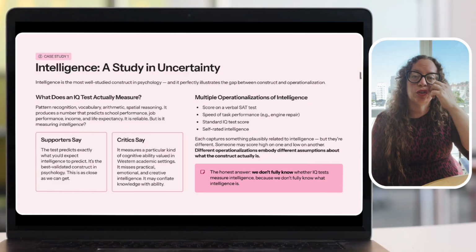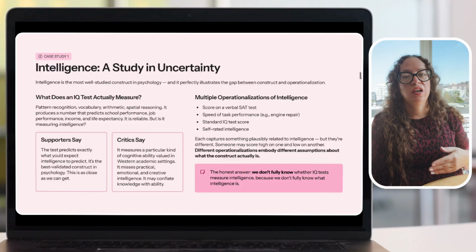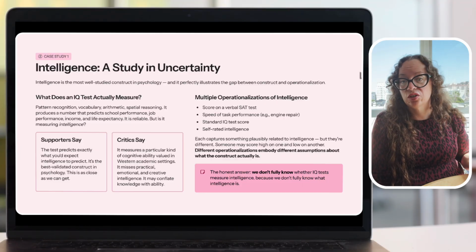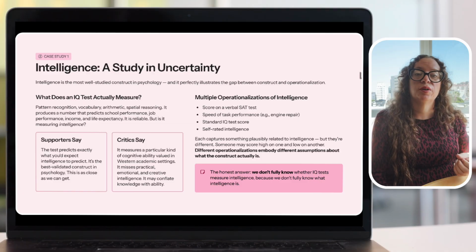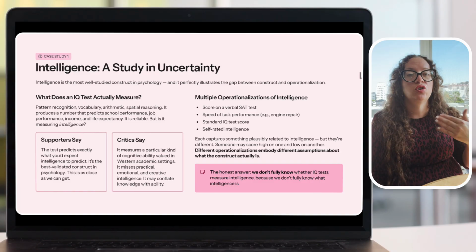Supporters of IQ testing argue that yes, obviously, the test predicts exactly the things you'd expect intelligence to predict. It's the best validated construct in psychology. Alternatives are there, but they're kind of vague and fuzzy. This is as close to measuring intelligence as we've gotten so far. On the other hand, critics argue that no, not really.